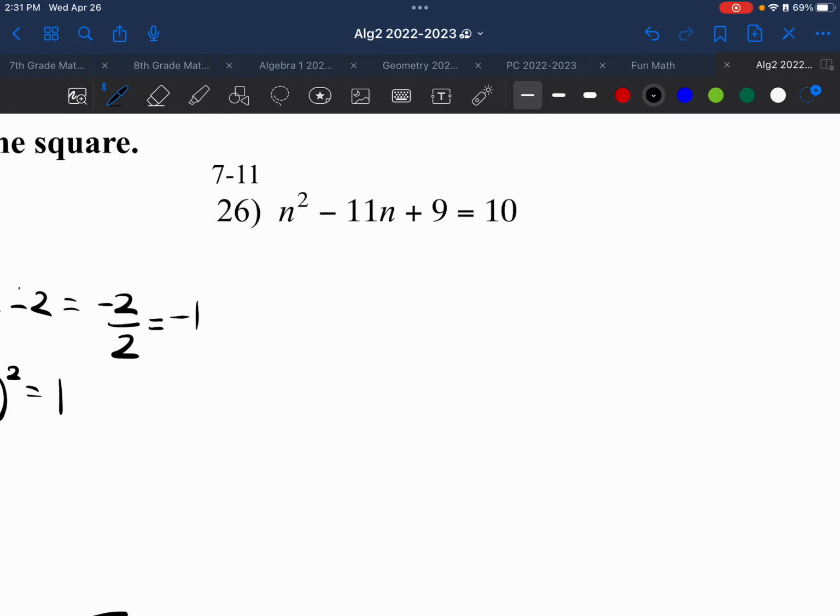Kind of the same thing. Leave some room for completing the square. This one's going to be a little bit more fractiony. Let's subtract a 9 from both sides. Subtract a 9, leaving us with n squared minus 11n is equal to 1.